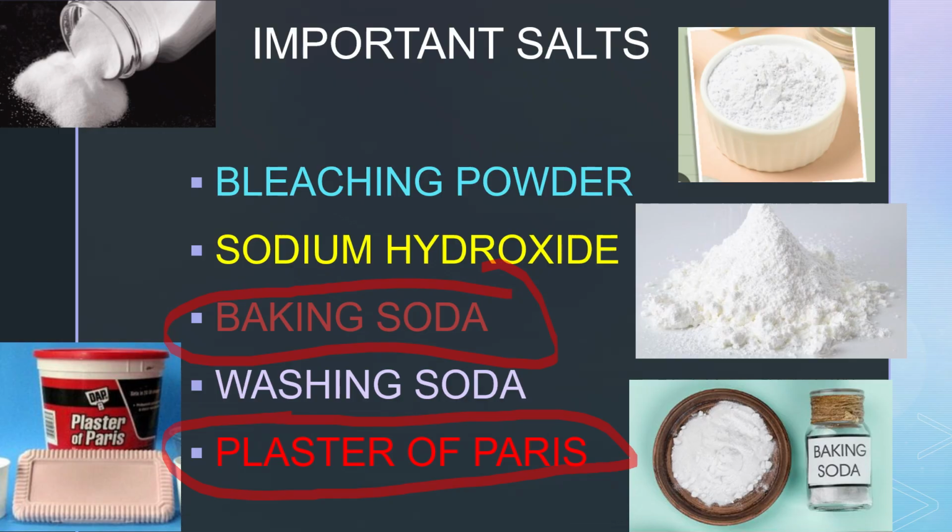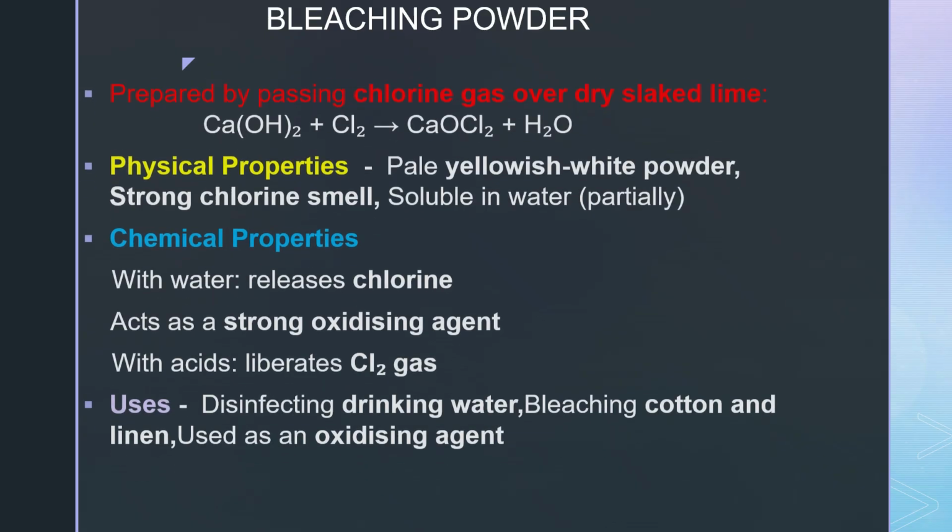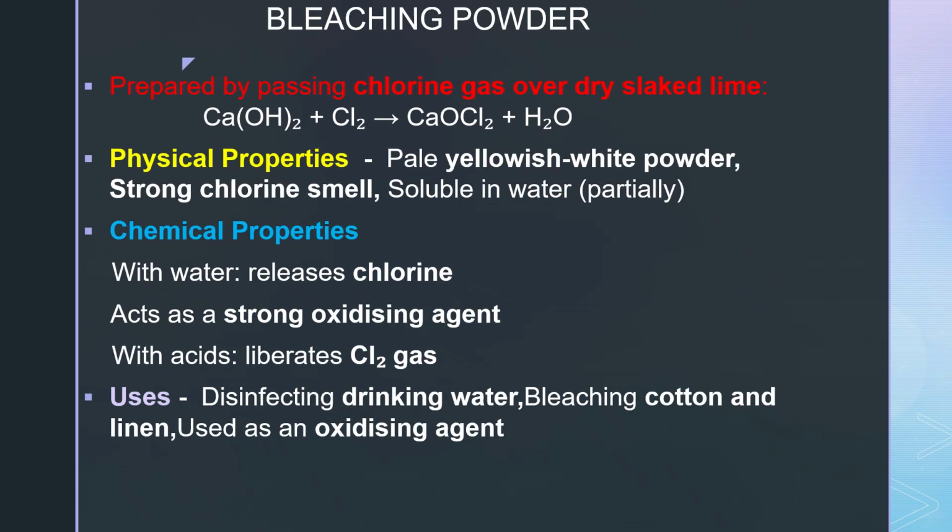Baking soda is very important for CBSE board exams. So let's move towards bleaching powder. Bleaching powder is prepared when calcium hydroxide is passed through chlorine gas, and the other name for calcium hydroxide is slaked lime. It is going to give CaOCl2.